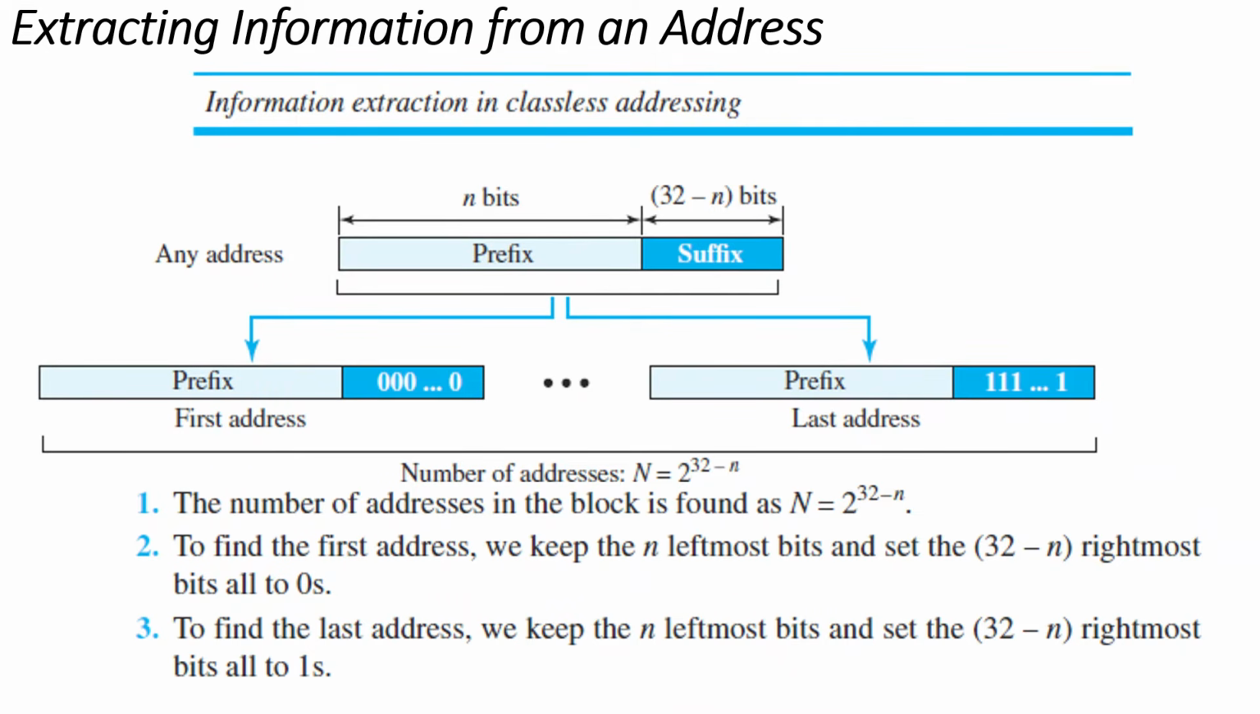So for the first address, the left n bits are kept as they are, and the rightmost 32 minus n bits are all set to 0. This is the first address. To find the last address, you keep the leftmost n bits as they are and set the 32 minus n rightmost bits all to 1. This is the last address.